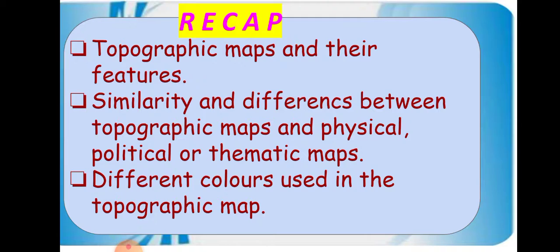In the previous section, we talked about topographic maps and their features and components of a topographic map like relief, water bodies, vegetation, transportation, culture, boundaries, and so on. And we learned similarity and differences between topographic maps and physical, political, or thematic maps. Also, we learned that a topographic map has various colors, each referring to different types of features.